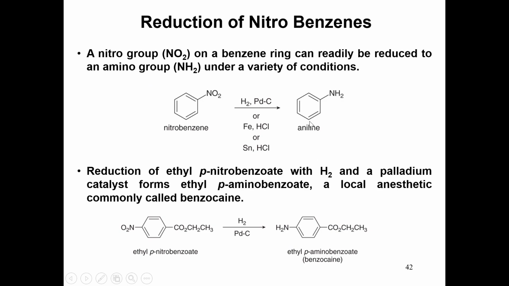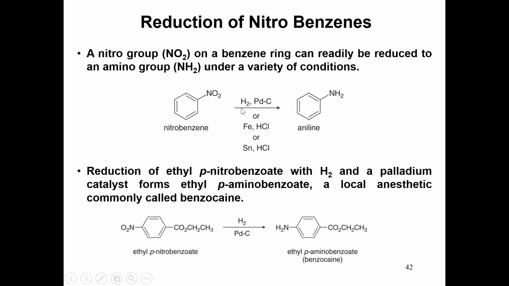Let's take a look at more reduction reactions. So nitrobenzene, the nitro group, can be reduced to amine groups. Again, this reaction is basically the reduction of a nitrogen-oxygen bond into a nitrogen-hydrogen bond. That's a typical reduction reaction.